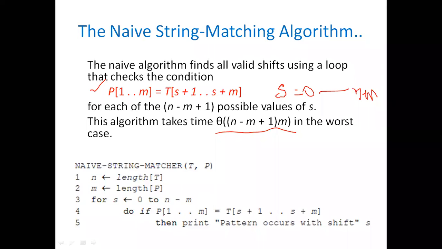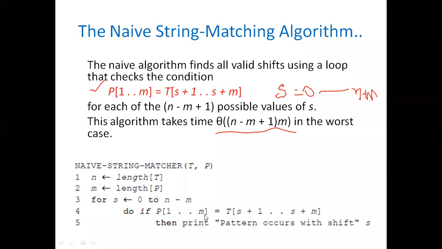So do: if pattern equals t of that substring. Initially s will be 0, so t will be 0 plus 1, meaning we will start from the first character, from 1 to m. Whatever the size of the pattern is, m. Suppose the value of m is 5, then 1 to 5.